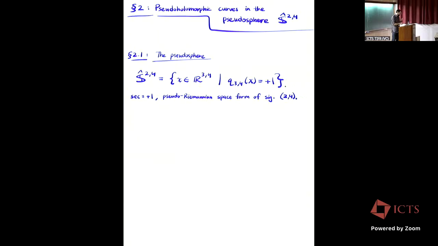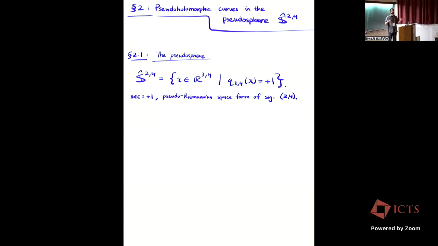Okay, so now we'll move on to the pseudosphere. So what is this pseudosphere, S^{2,4}? It's just the unit sphere, but in our R3,4 spacetime. So you take the set of vectors so that it has norm 1 under this quadratic form. You say pseudosphere because it's non-compact, and it's a pseudo-Riemannian manifold of signature 2,4. You just restrict the ambient metric as one does, and so that decoration 2,4 is indicating the signature of the induced metric, right? 2 parts space and 4 parts time. And it's a pseudo-Riemannian space form, has constant sectional curvature +1.